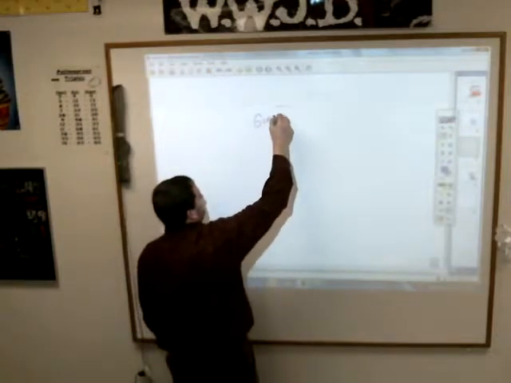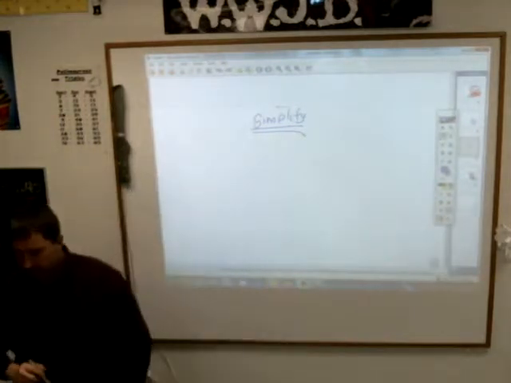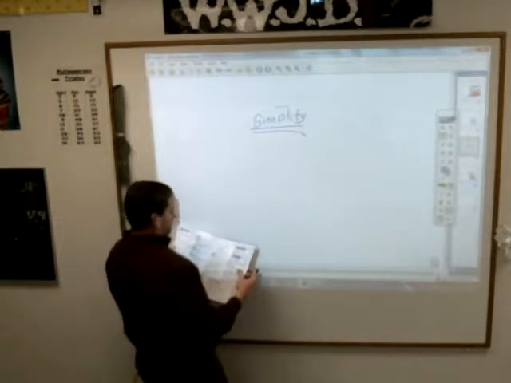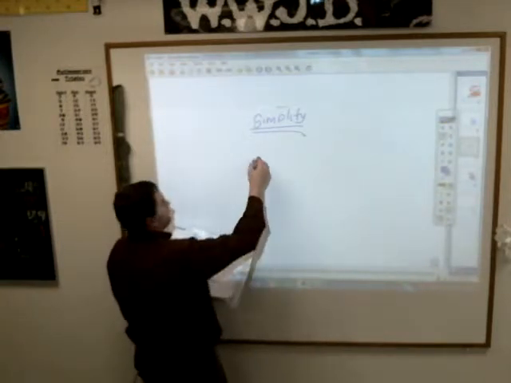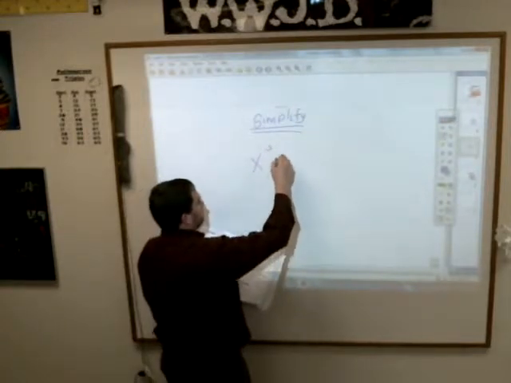Simplifying with negative exponents. Let's say you've got this problem. Let me do a bunch of them up here, because this is stuff that people generally get pretty confused about. I don't understand why.